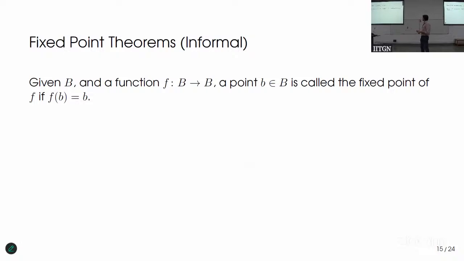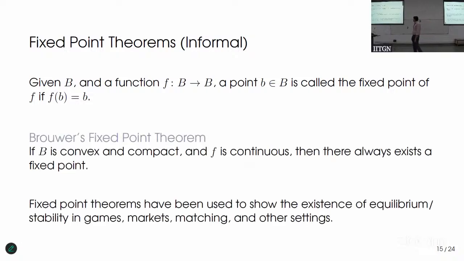So given a domain B and a function defined on this domain, which maps every point in this domain to another point in the domain, a point is called the fixed point of this function if the function maps this point to itself. And what are fixed point theorems? Fixed point theorems are theorems that give sufficient conditions on the domain and on the function that guarantee the existence of a fixed point.